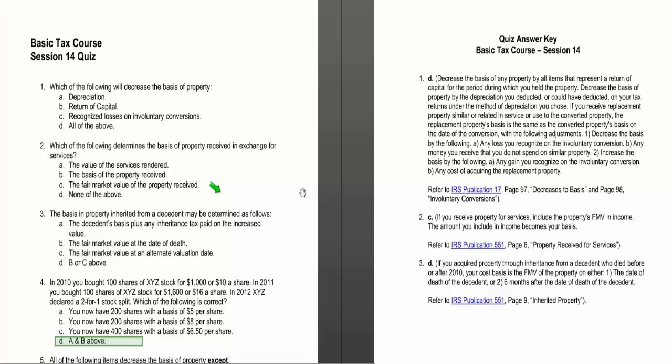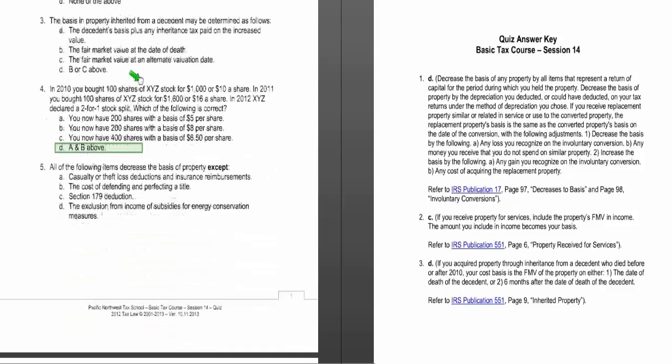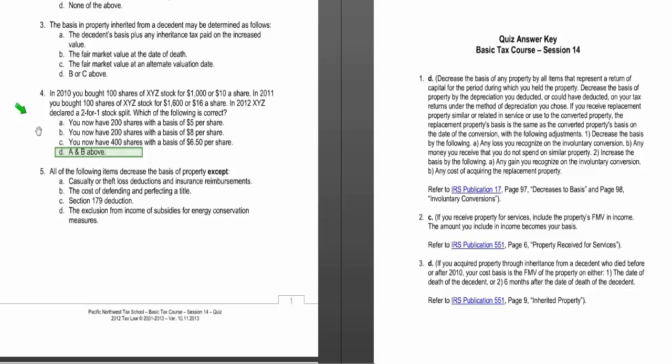We're going to begin Session 15 with a review of the Session 14 quiz answer key, and we're going to begin with question number 4. In 2010, you bought 100 shares of XYZ stock for $1,000 or $10 per share. Then in 2011, you bought 100 shares of XYZ stock for $1,600 or $16 a share. In 2012, XYZ declared a 2-for-1 split, and which of the following choices is correct?